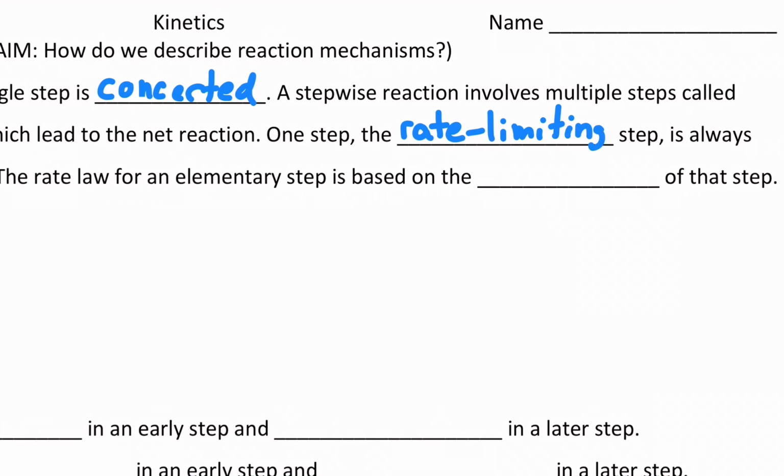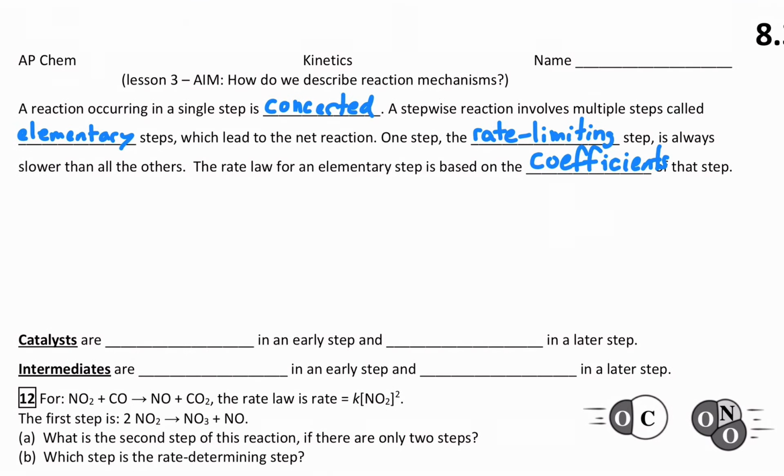And there's a nice trick. The rate law for an elementary step, for an individual concerted step, is based on the coefficients. It's very easy to write rate laws if you know that what you're looking at is an elementary step. And I'll show you what I mean.